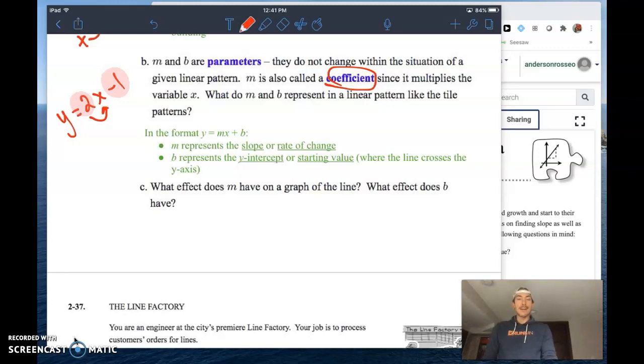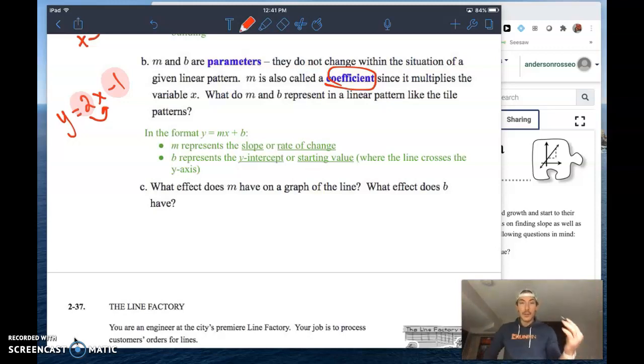What effect does M have on the graph of the line? And what effect does B have? This is a pretty high order question, because what I'm asking you to do is describe that change, maybe make a comparison about that change. And if we can do that well, you're really better off than a lot of math students, right? Because this is a difficult thing.